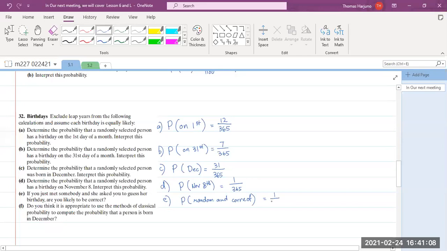Will be 1 over 365. Now, are you likely to be correct? The question of likely to be correct in our probability class is set at 5%. Okay, 5%. Now, less than 5% probability means it's unusual.